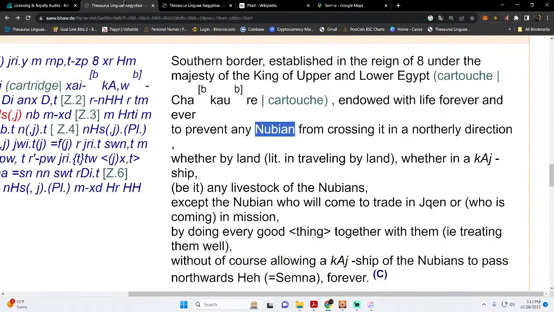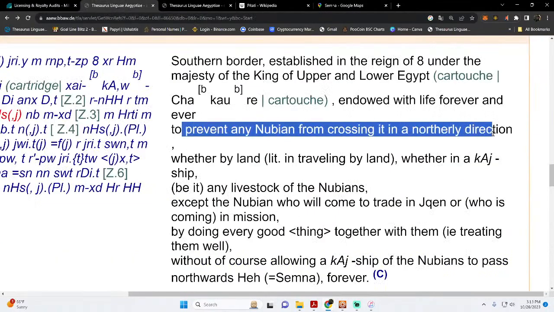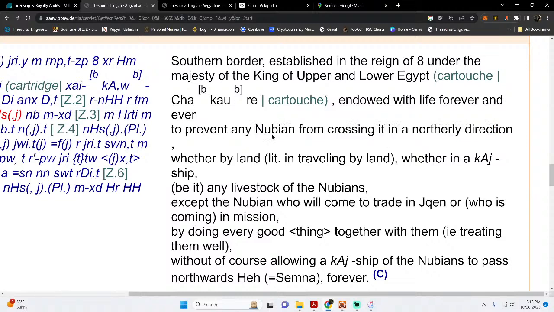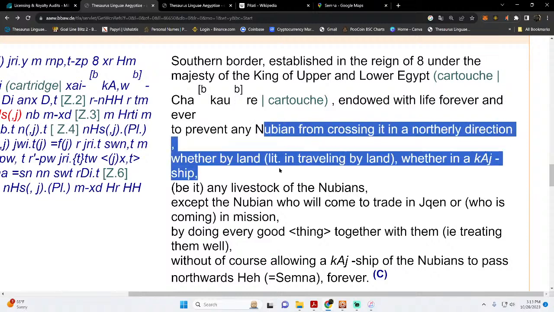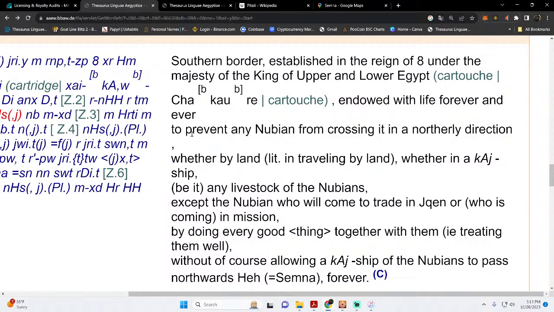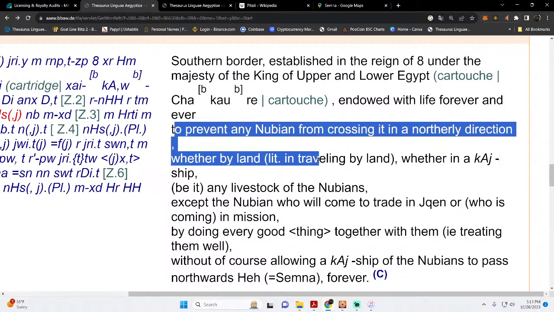Now let's keep looking. To prevent any Nubian from crossing, any southerner from crossing in the northern direction, whether by land. All right, it's about to be time to eat in a minute. And I thank y'all for all the contributions to the page. I'm not shutting down now. I just always have to get my thank yous in because I feel bad if I do a show and don't even tell the people who contributed to me.